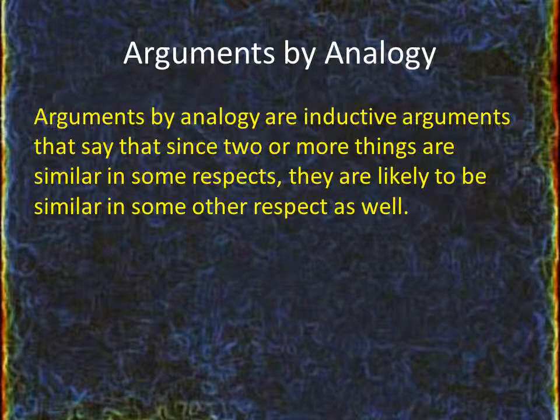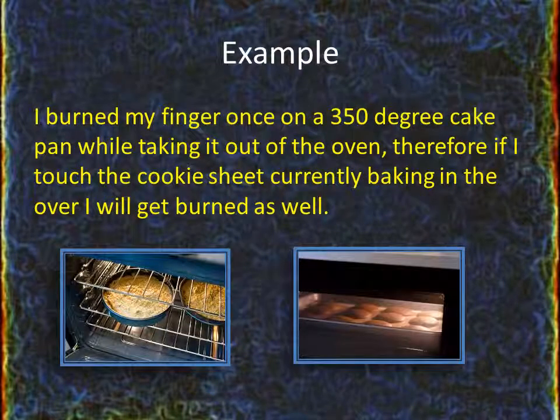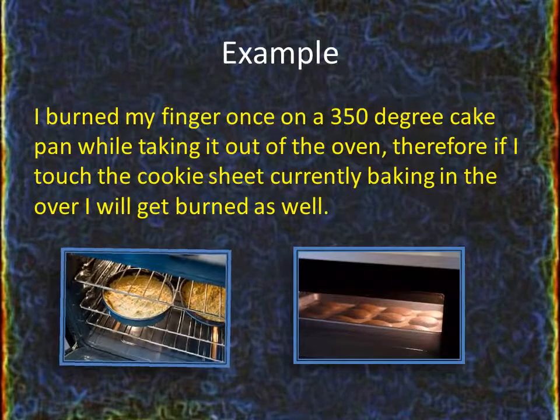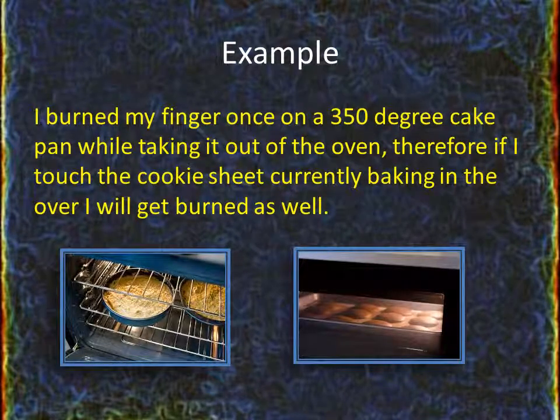Arguments by analogy are inductive arguments. They essentially say that since two or more things are similar in some respects, they're also likely to be similar in some other respects as well. So here's an example. I burned my finger once on a 350-degree cake pan while taking it out of the oven. Therefore, if I touch the cookie sheet currently baking in the oven, I will get burned as well. I'm drawing an analogy between the cake pan in the oven and the cookie sheet in the oven.